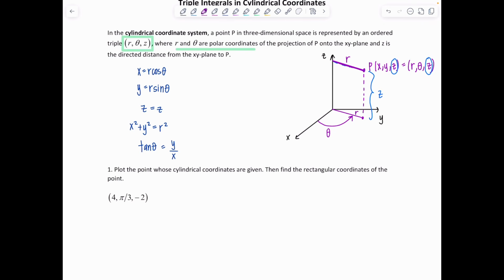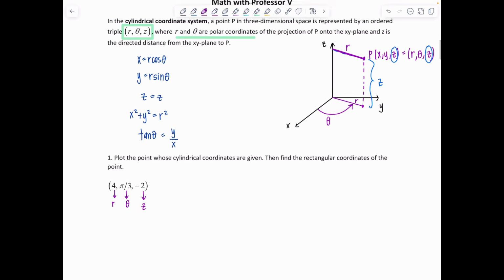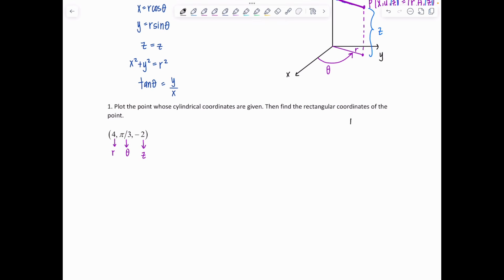Okay, plot the point whose cylindrical coordinates are given, then find the rectangular coordinates of the point. So we have 4, pi over 3, negative 2. So this is r, this is theta, this is z, okay? So let's go ahead, let's plot it. So we're gonna sweep out an angle, pi over 3, counterclockwise from the positive x-axis, extend 4 units from the origin, and then project downward in the z direction 2 units.